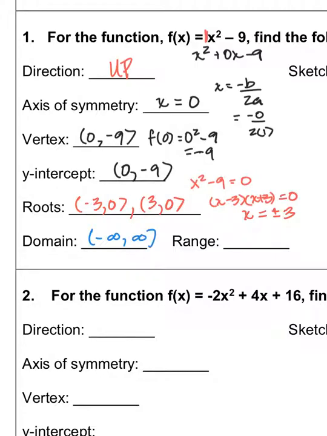Now, the domain for a quadratic function is always going to be negative infinity to infinity. All right, and my range, well, this one opens up, so that means the vertex (0, -9), that means negative 9 is a minimum value. So I'm going to start at negative 9 and I'm going to go up, and so I'm going to do bracket negative 9 to infinity.